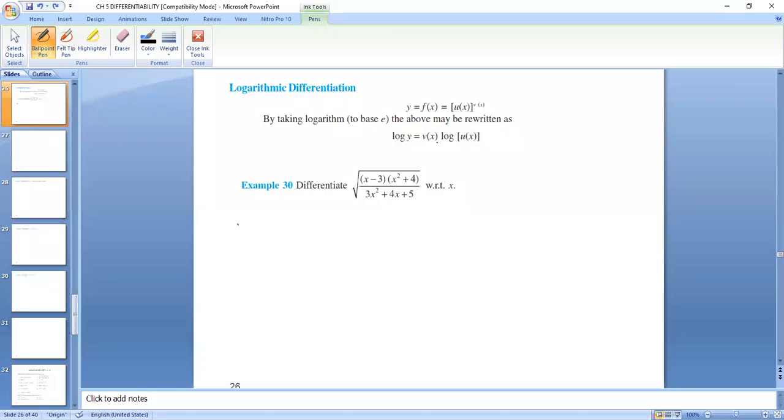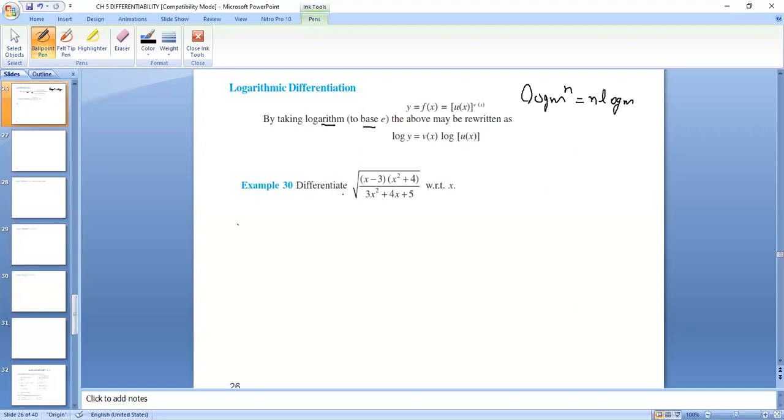So for taking the derivative of these type of functions, we will be using logarithm to base e. So y is u(x) raised to power v(x). We will be taking log on both sides. So that log y is equal to log u(x) raised to power v(x), and we will apply the formula log of m raised to power n is equal to n log m. So v(x) log u(x). This will be the basic behind these equations.